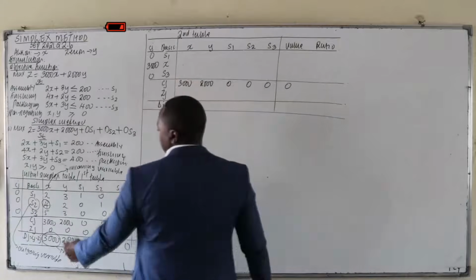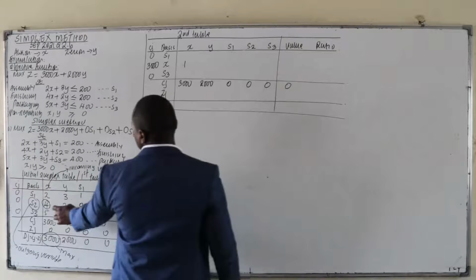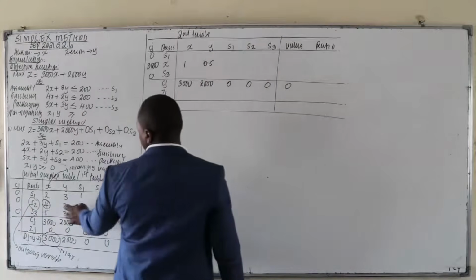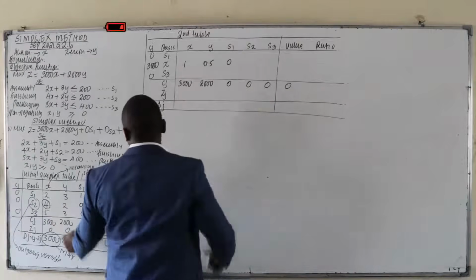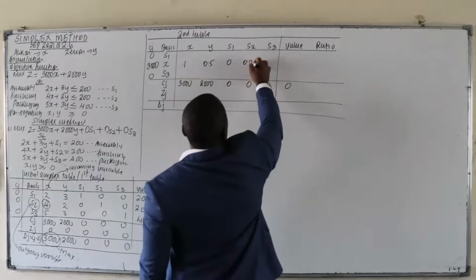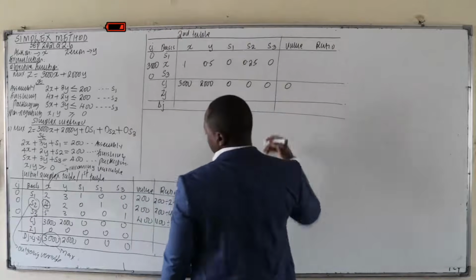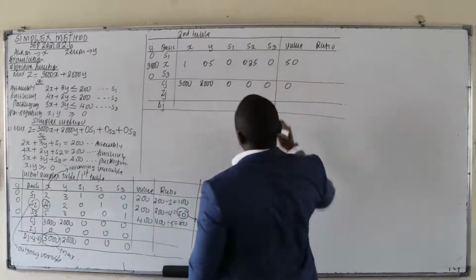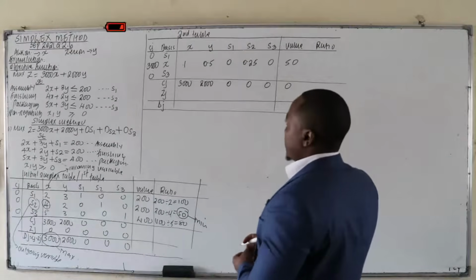So you take 4 divided by 4, you get 1. 2 divided by 4, you get 0.5. 0 divided by 4, you get 0. 1 divided by 4, you get a quarter, which is 0.25. 0 divided by 4, you get 0. And then 200 divided by 4, you get 50. That's what we call the new row element.